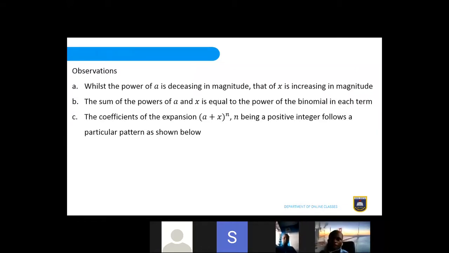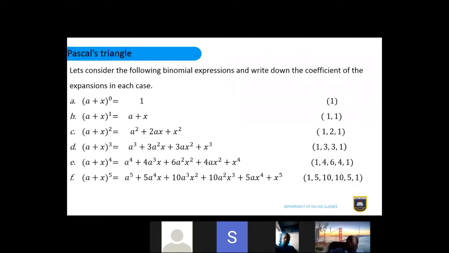Third observation: the coefficients of the expansion (a + x)^n, n being a positive integer, follow a particular pattern. We'll be looking at the pattern in Pascal's triangle. Let's go back to the previous slide and look at an observation there. You could see that whenever we have an expansion, the number of terms will be one more than the exponent. Let's look at the first example there.